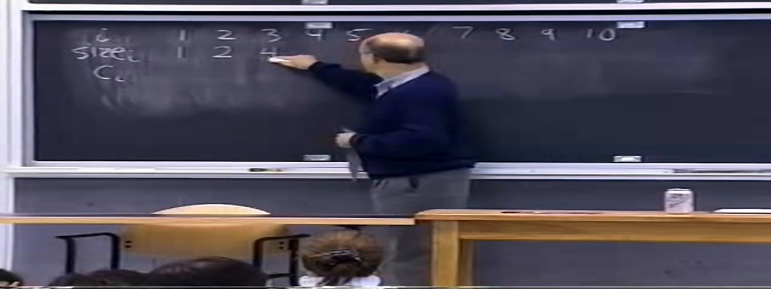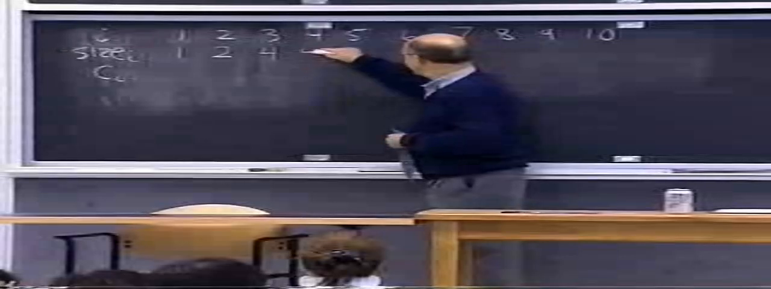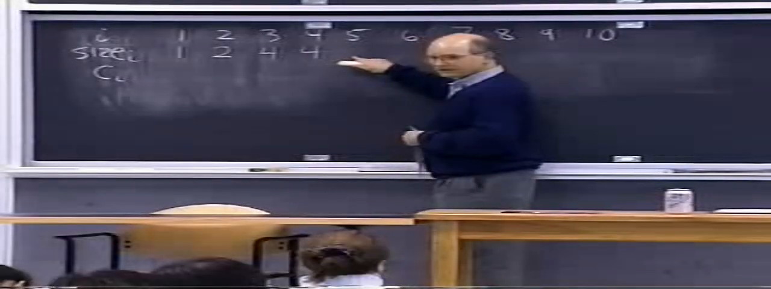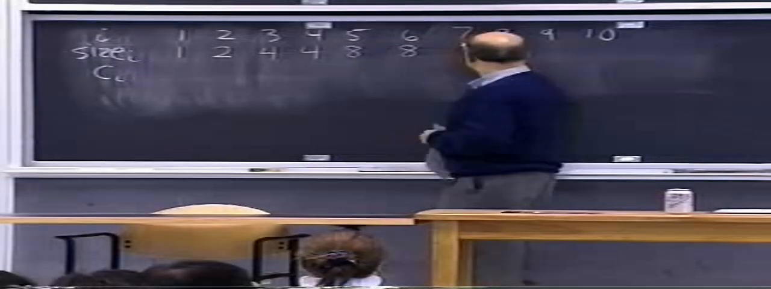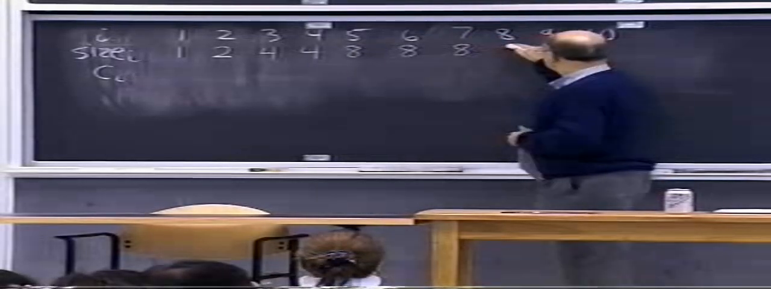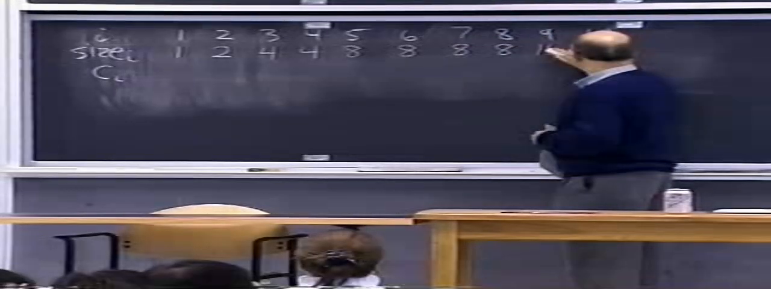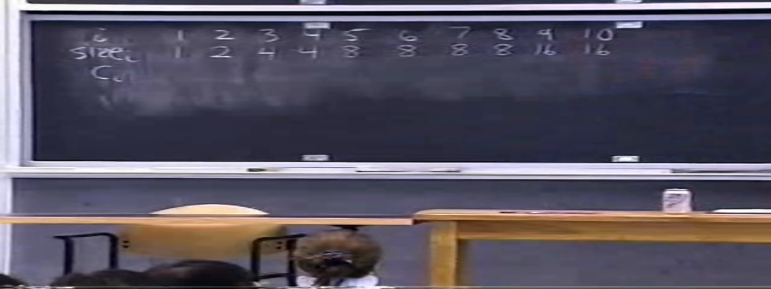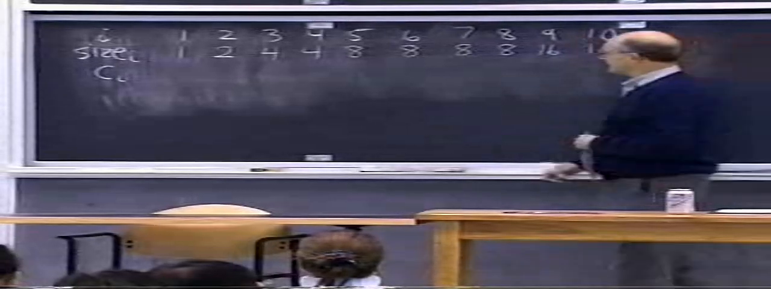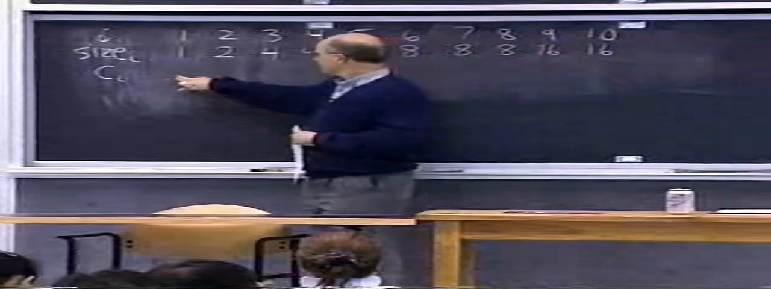Okay? 4 again. 8. 8. 8. 8. 16. 16. Okay, so you get the idea. Okay, good. So what is C sub I now? What's the cost for this one?